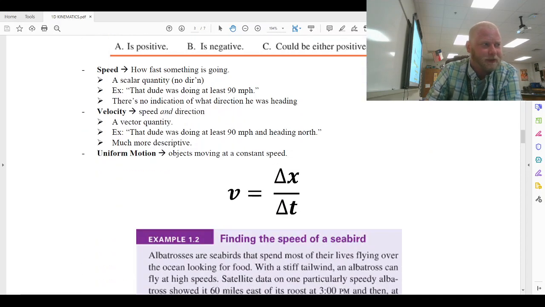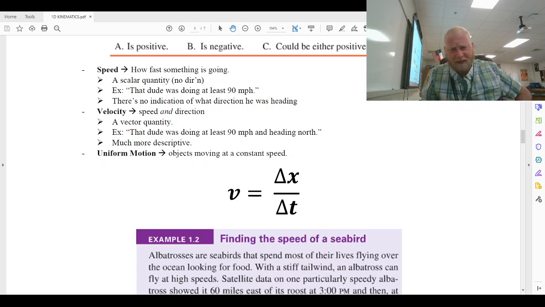All right, so the last thing we want to talk about real quick is speed and velocity. Again, we talked about it earlier. Speed is a scalar quantity. It simply tells you how fast something is going, whereas velocity is your vector quantity, which tells you not just the speed, but also the direction. Now, if we have an object that is moving in uniform motion, it means that it's moving at a constant speed. Uniform means consistent.